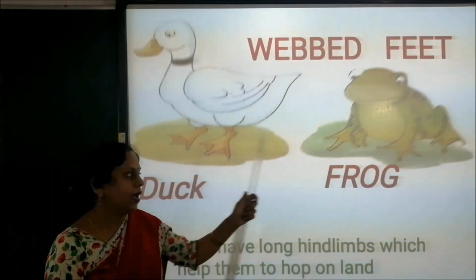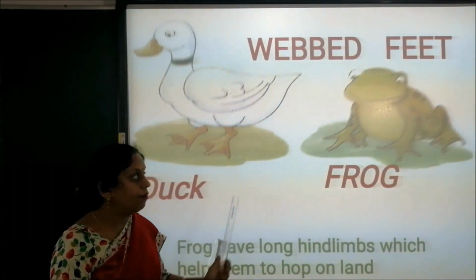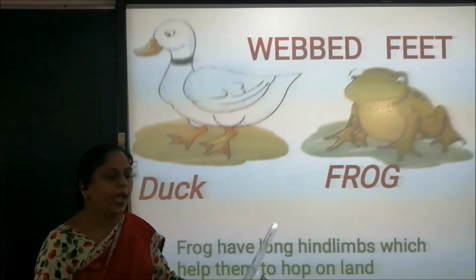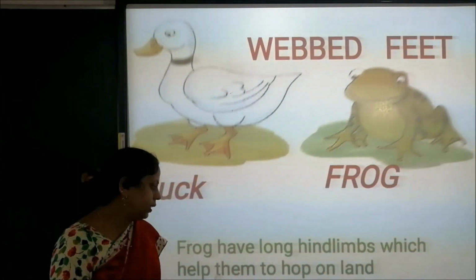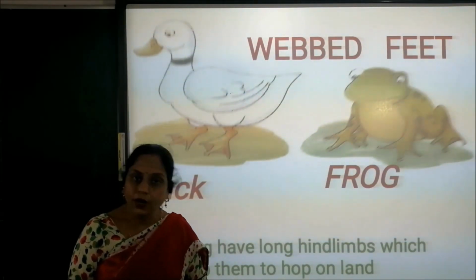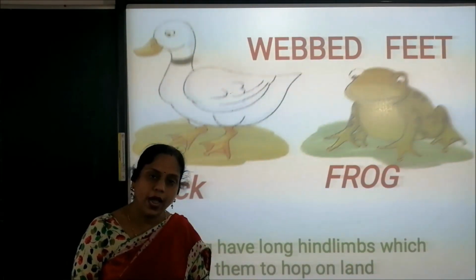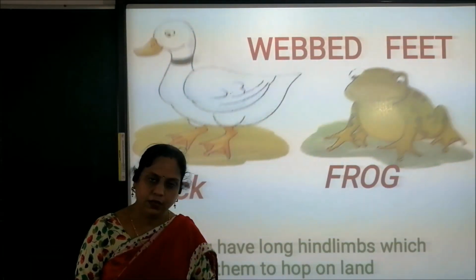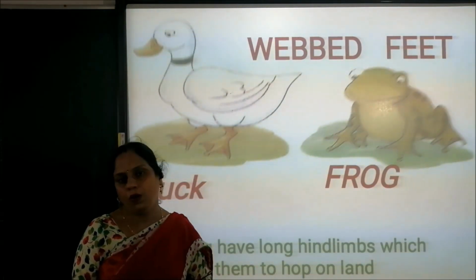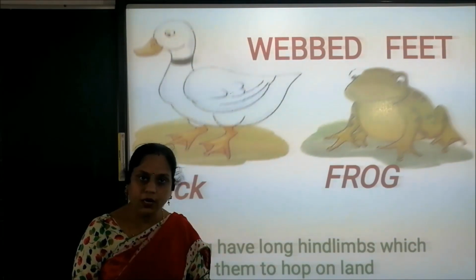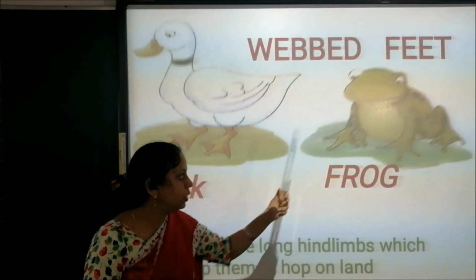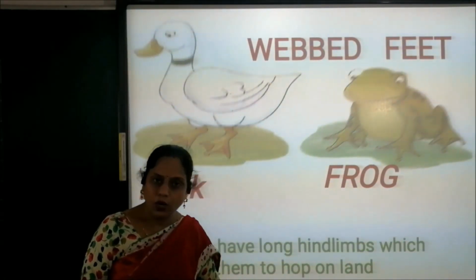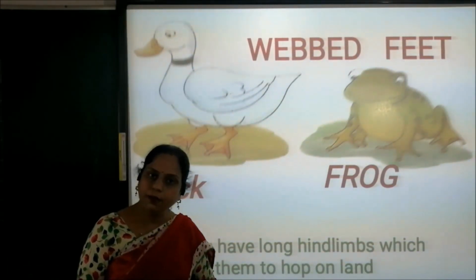Now duck and frog, they have webbed feet to swim in water. Frog has long hind legs which help them to hop on the land. And earlier also I told you that frog has long, strong back legs, that is hind limbs, which help them to hop on the land. And when they are in water, their webbed feet help them to move. You can see this picture. These are called the webbed feet.